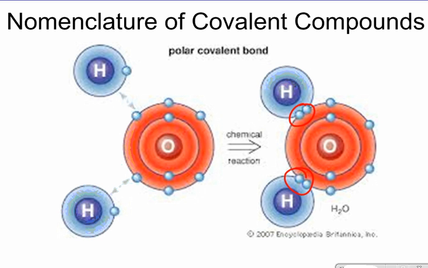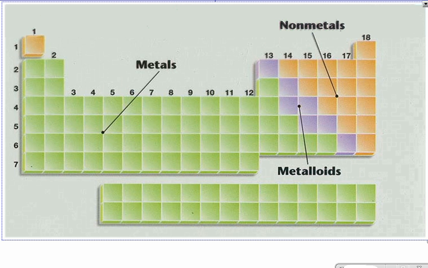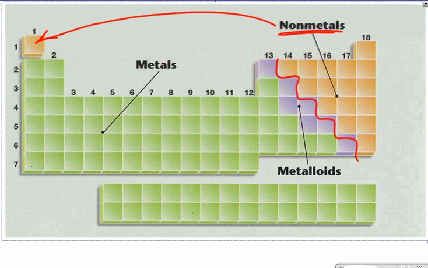But all the same, for the purpose of this class, covalent compounds only form between non-metals. Now, a non-metal is all these orange tiles here. Typically, if it is on the right-hand side of the periodic table, it's a non-metal. If it's on the left-hand side, it's a metal. Non-metals also include hydrogen. Hydrogen might pretend it's a metal, but it really is a non-metal.